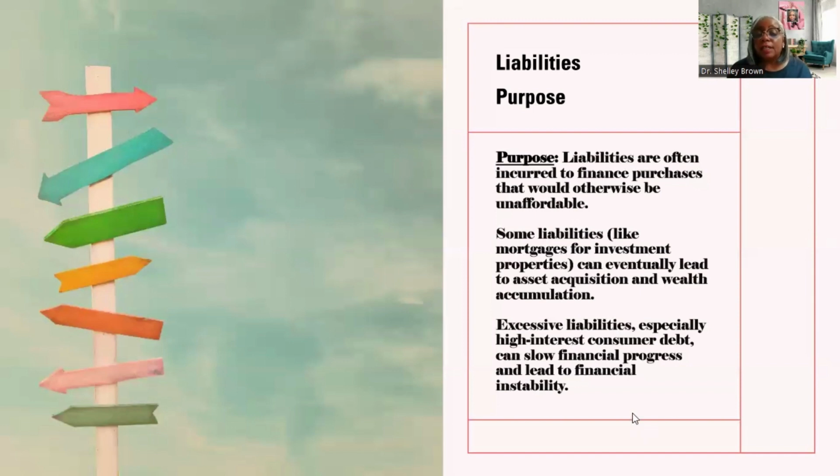Excessive liabilities, especially high interest consumer debt, can slow financial progress and lead to financial instability. So that's what I was saying. Let's make sure we are living within our means, because with excessive liabilities and high interest consumer debt, you're going to be behind the 8 ball. That means that you are going to be in financial trouble, and you are going to struggle if you are living outside of your means. So if you are doing that, let's try to get on track and make a plan to get out of that debt, so that you can get on the positive side of things.